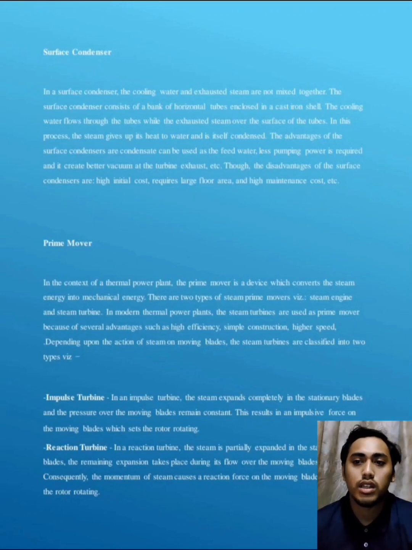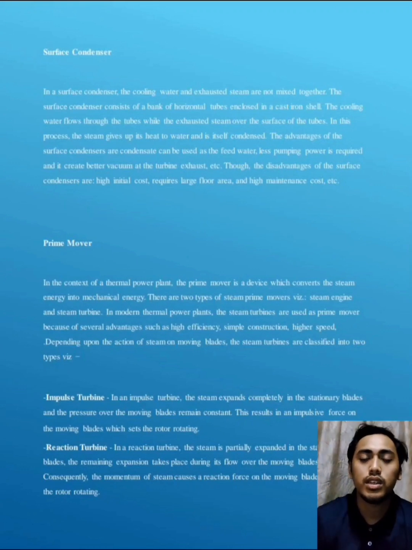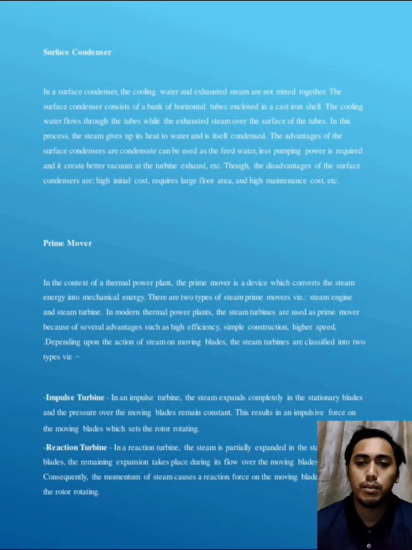The steam turbines are classified into two types. The first one is the impulse turbine. In an impulse turbine, the steam expands completely in the stationary blades and the pressure over the moving blades remains constant. This results in an impulsive force on the moving blades which sets the rotor rotating. The other one is the reaction turbine. In the reaction turbine, the steam is partially expanded in the stationary blades. The remaining expansion takes place during the flow over the moving blades.